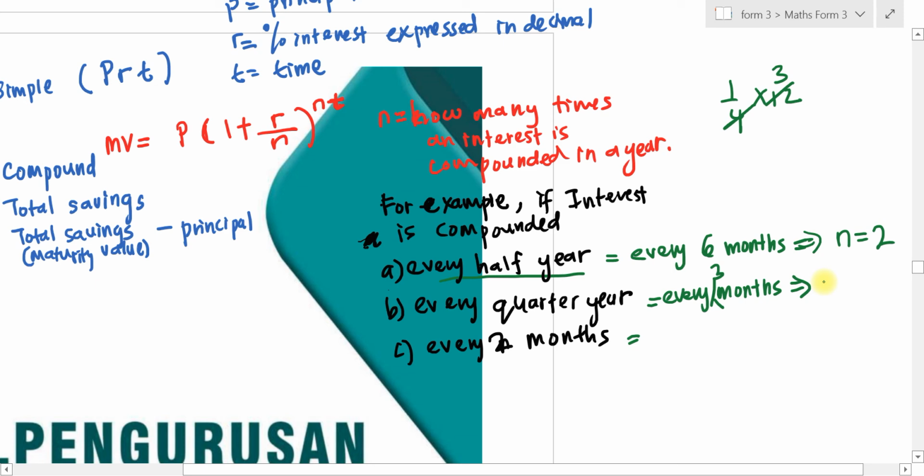So first 3, next 3, the third 3, and finally the fourth 3. January, February, March, April, May, June, July, August, September, October, November, December. We have 4 times. Every 3 months we have 4 times. So N equals 4. Every 2 months means 12 divided by 2. That means N equals 6.